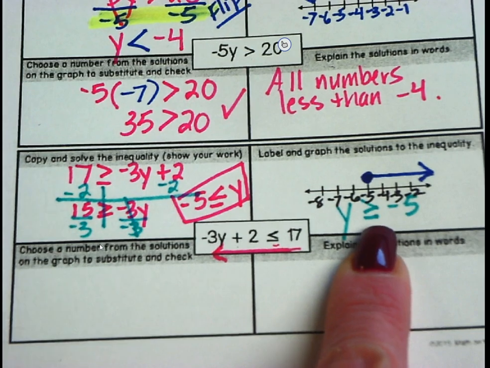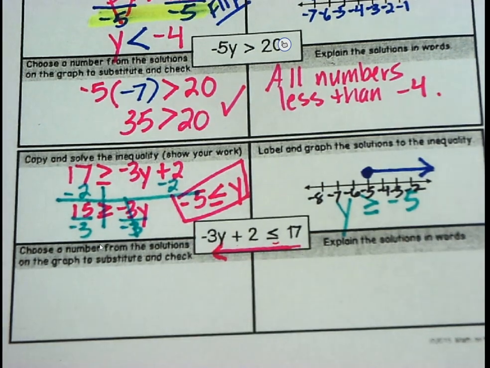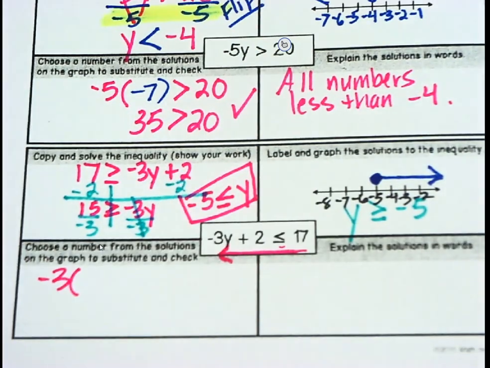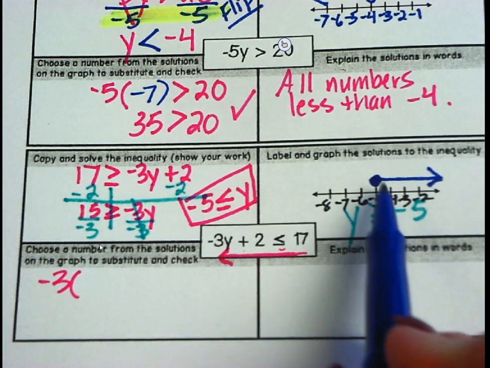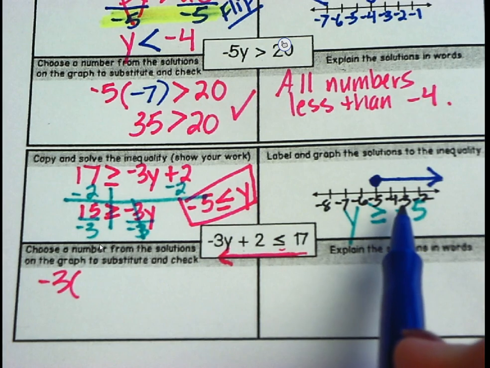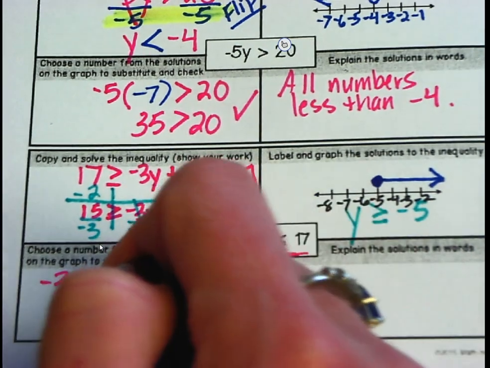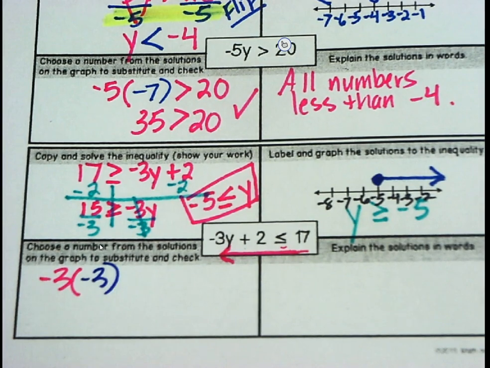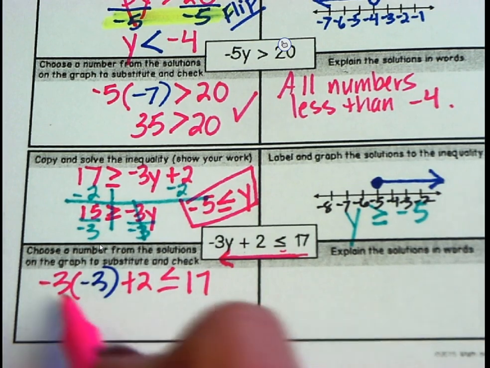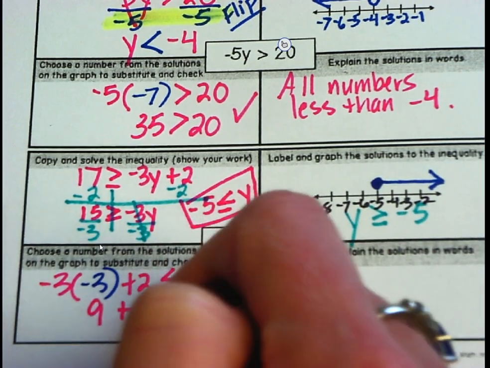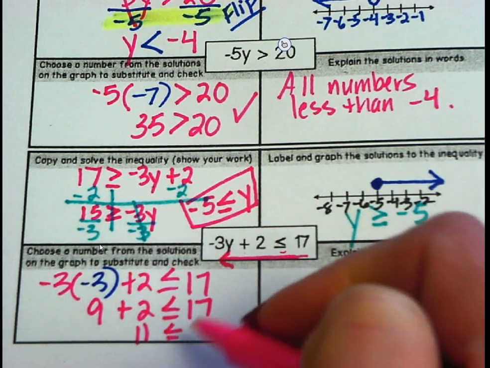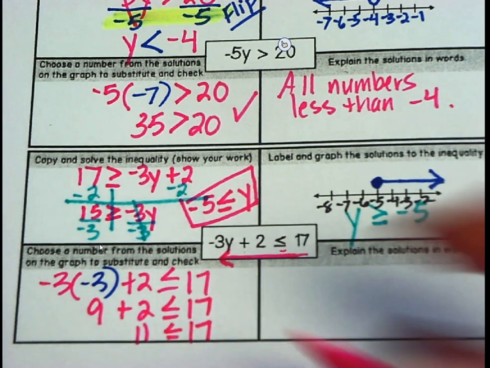So a number from the solution set, negative 3. So let's pick negative 3. So I'm going to take negative 3 and I'm going to multiply that. And again, I'm looking at my graph to get that negative 3. I'm thinking, okay, what numbers are greater than negative 5? Negative 3 is. So I'm just picking any number because inequalities have multiple solutions. Negative 3 times negative 3 plus 2 is less than or equal to 17. Negative 3 times negative 3 is 9. 9 plus 2 is 11. And is 11 less than or equal to 17? Yes, it is. So we check it.